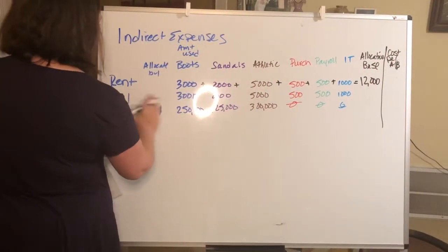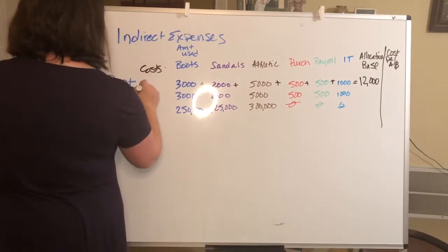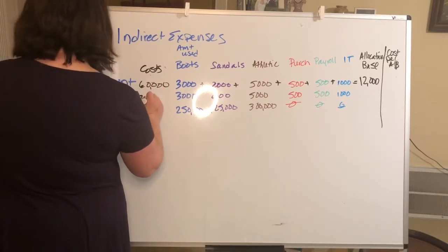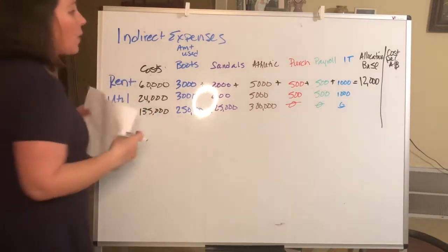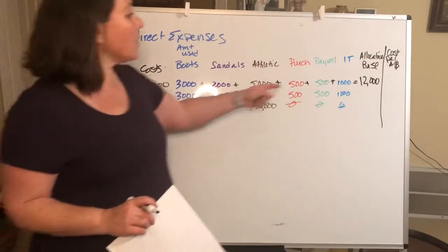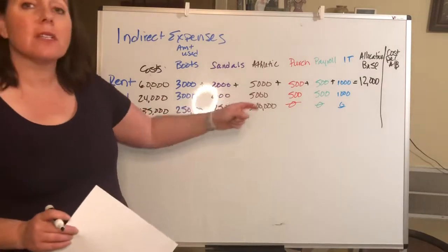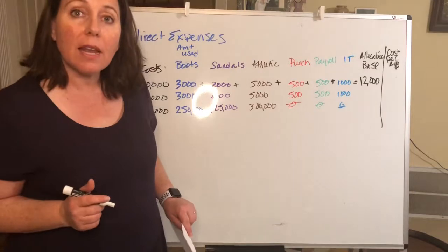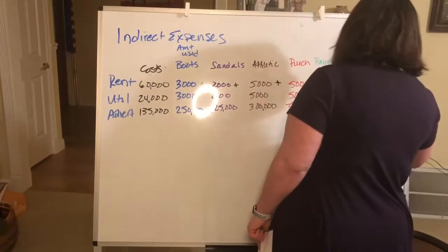I'm going to erase this. Okay. So our total costs are 60,000. We're going to allocate them over 12,000 square feet. So if I take 60,000 divided by 12,000, that's going to give me a cost that I'm going to allocate to each department of $5 per square foot.